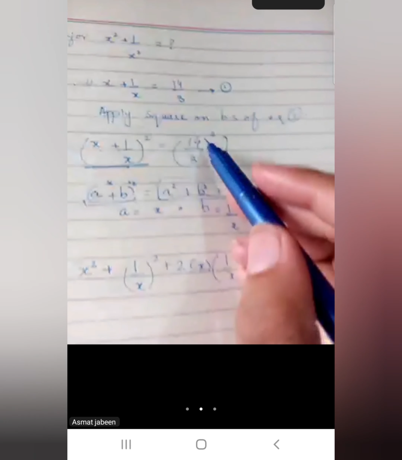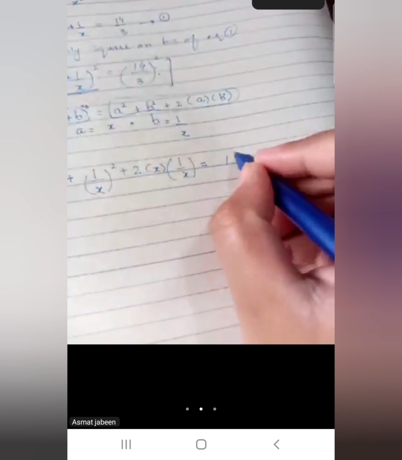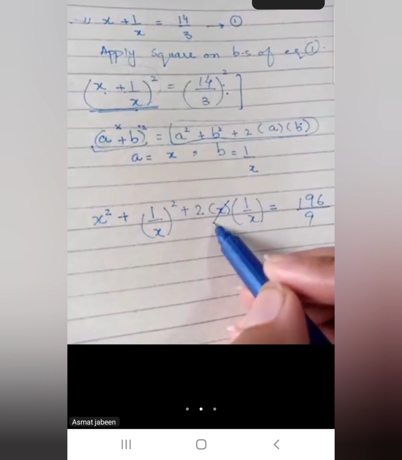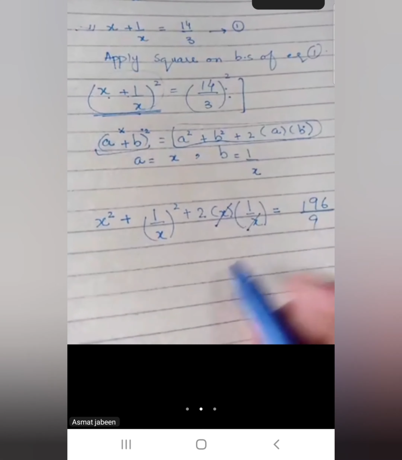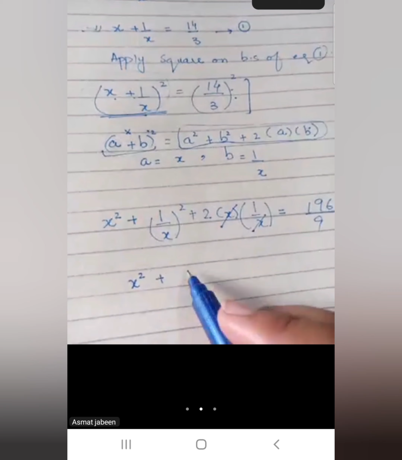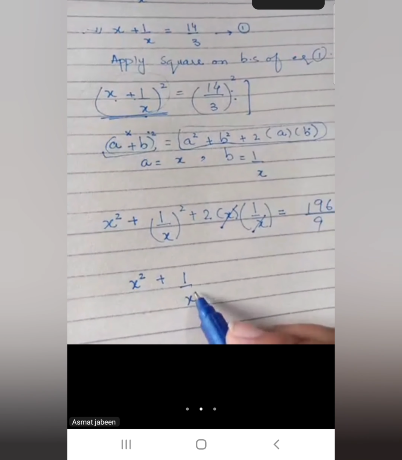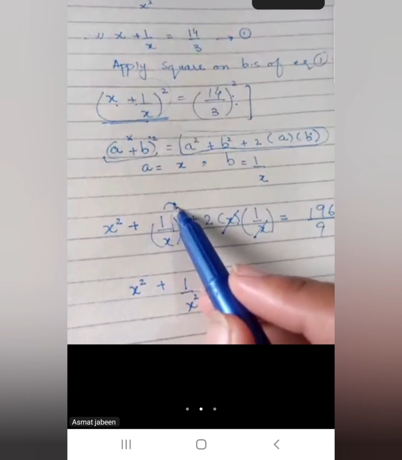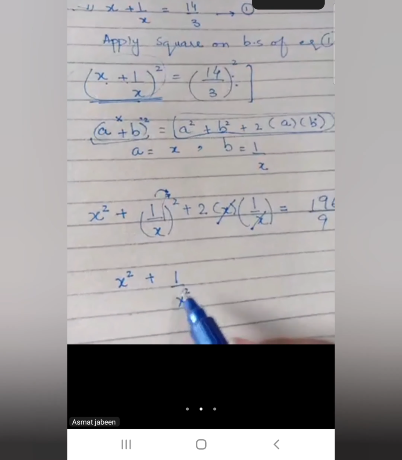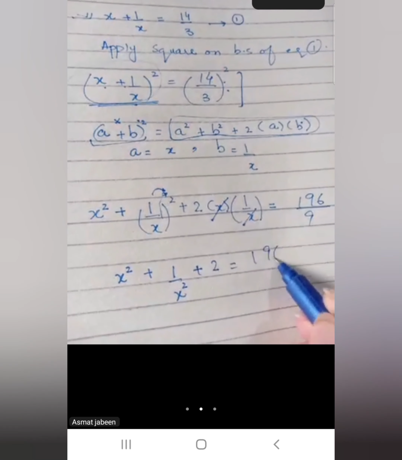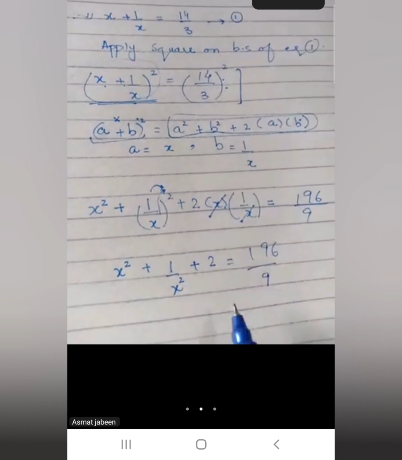Square of 14, you will take from the calculator, it will be 196 divided by square of 3, which will be 9. Now look here, cancellation property of multiplication. This x will be cancelled out by this. What is left? x square plus square of 1 by x, it will be 1 by x square. Square of 1 is 1, as well as square of x will be x square. Plus what is left now? 2 is equal to 196 divided by 9.